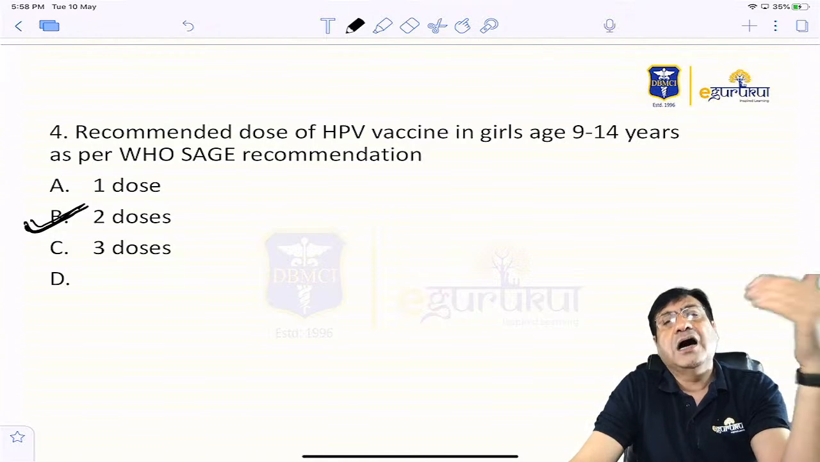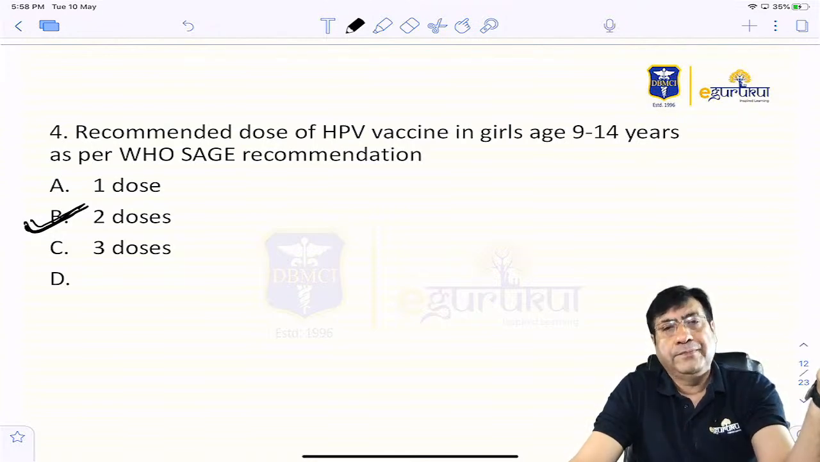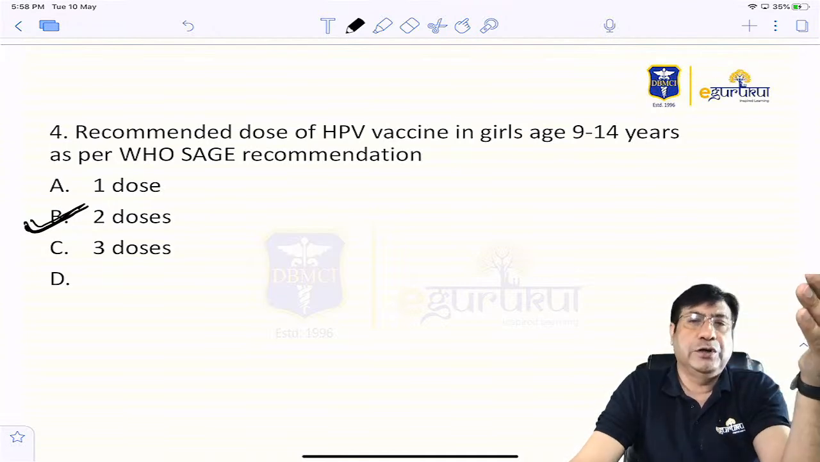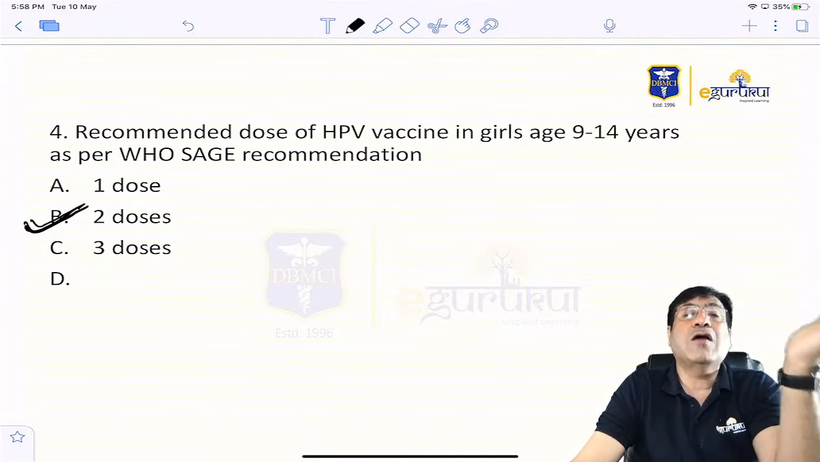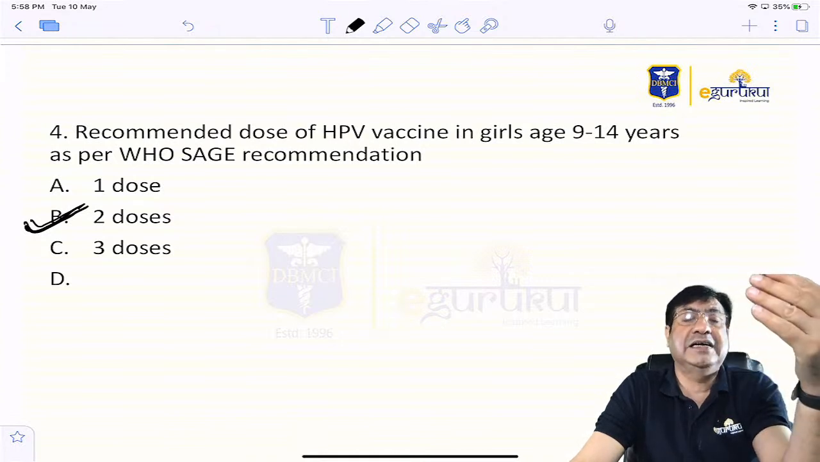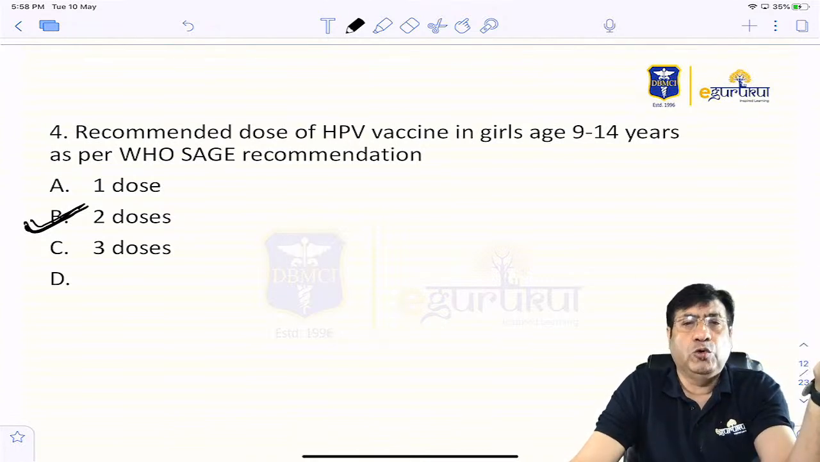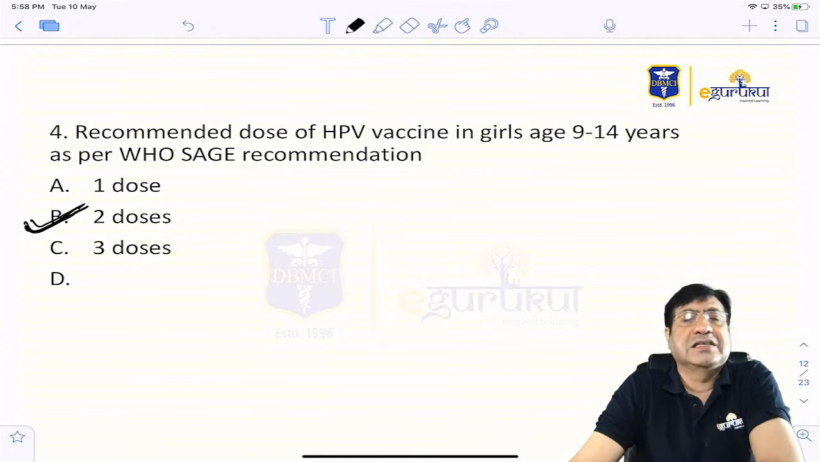But since a 2-dose schedule is being followed and has been found to be beneficial, and since a 1-dose schedule is suggested as an alternative but has not been suggested as a replacement for a 2-dose schedule, therefore according to me the best answer should be a 2-dose schedule.